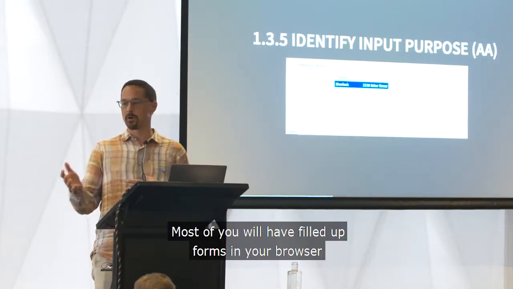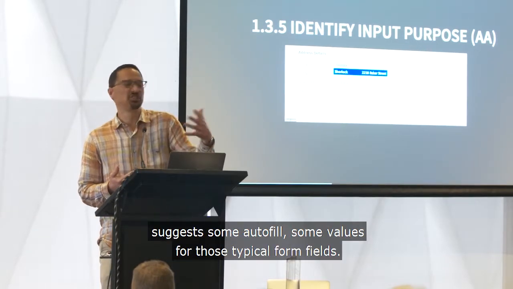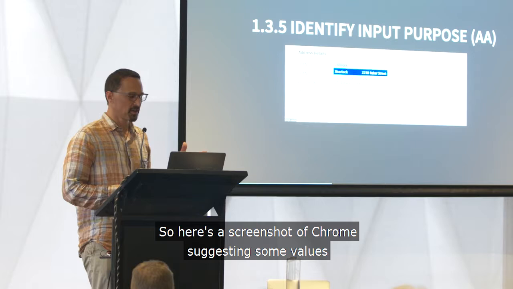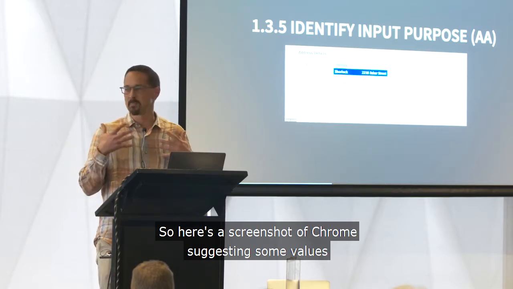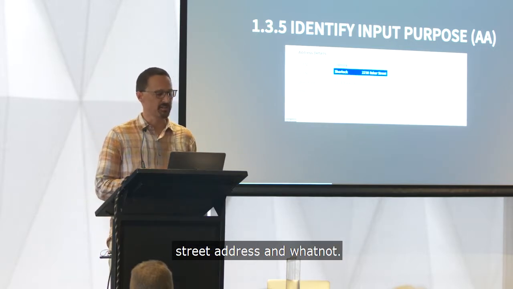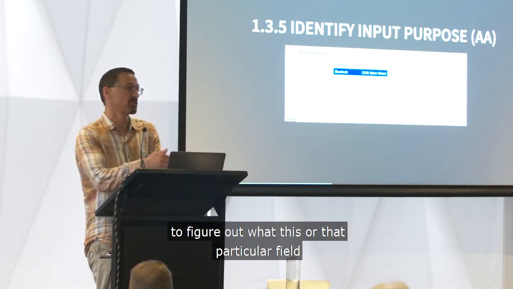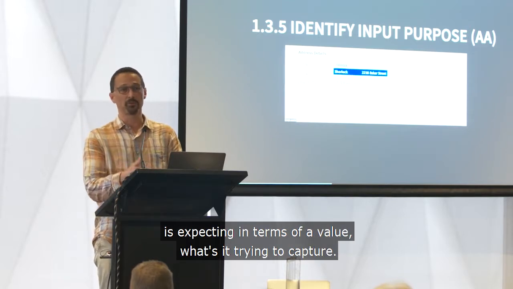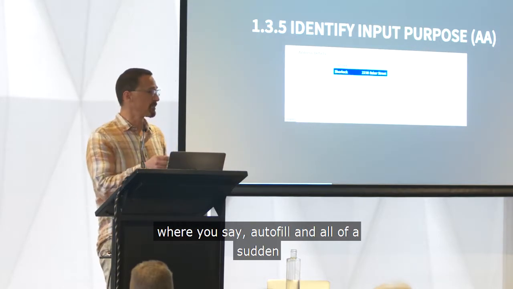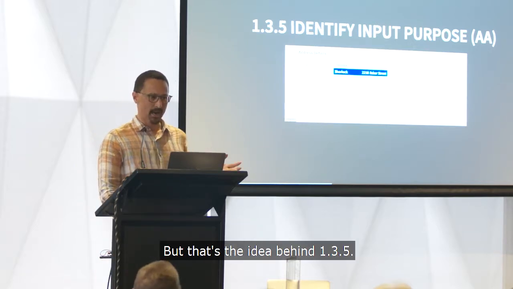Most of you will have filled out forms in your browser, and your browser will, you will have noted, suggest some autofill values for those typical form fields. So here's a screenshot of Chrome suggesting some values to input into some common form fields like first name, last name, street address, and whatnot. Chrome and the other browsers that are doing this, for the most part, are using heuristics to figure out what this or that particular field is expecting in terms of a value, what it's trying to capture. And so it's not always going to be spot on, and you may have experienced that yourself where you say autofill and all of a sudden address lines aren't in the right space, or they've got their name wrong, or something like that. But that's the idea behind 135.